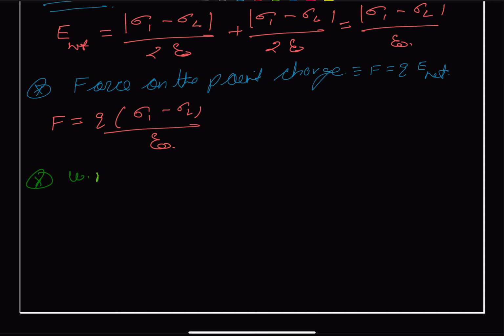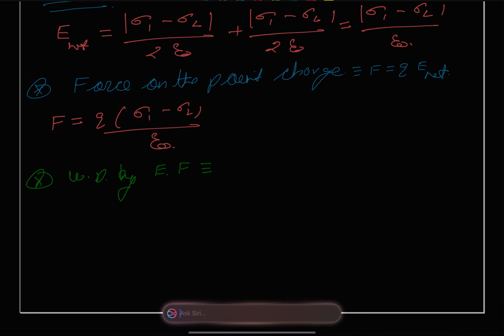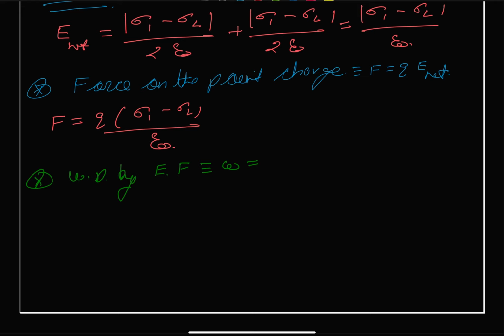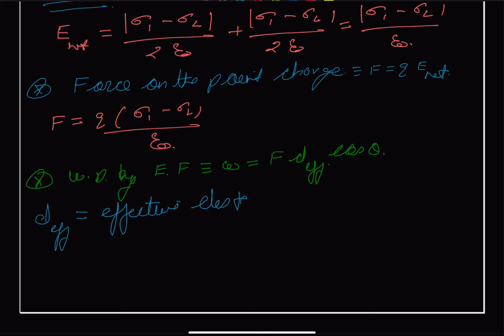Work done by the electric field, let us suppose that is given as W. Then W will be equal to F times D effective, times cos theta. Here D effective is the effective distance moved, which is nothing but A, and theta is the angle between the two, which in this case is pi by 4.